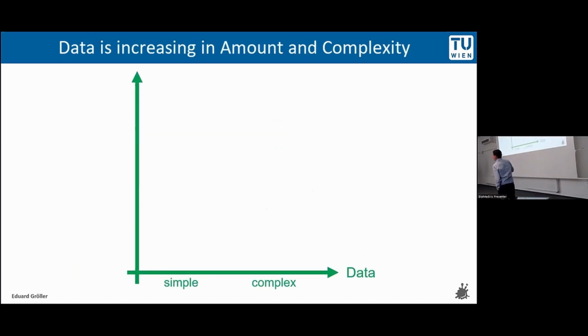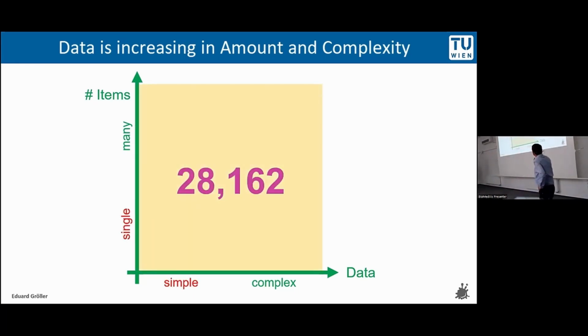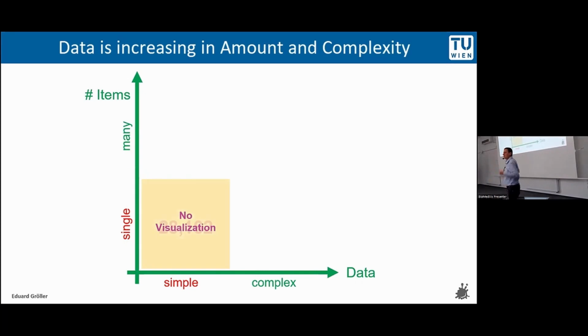So the data, if you look at one item, it can be simple or complex. And how many items can you have? You can have a single or many items. And if you have a single and simple item, well, this is a number. This is a special number for me. I'm not telling you why. But, you know, if you have just a number, why do visualization? I mean, why bother with it?